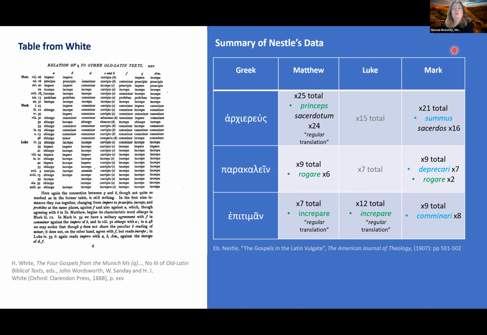Nestle notes several examples, or we might refer to them as fragments, where the rendering of the respective Gospels differ despite the underlying Greek remaining static. In the slide, we're seeing a table summary of Nestle's examples. So I'll just move forward, which is what I just showed you.